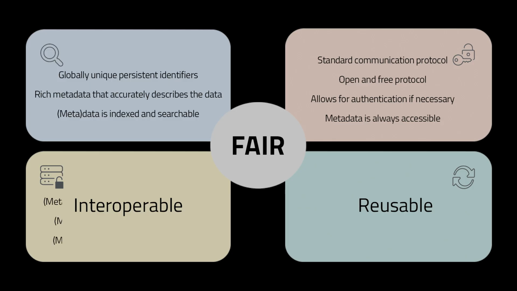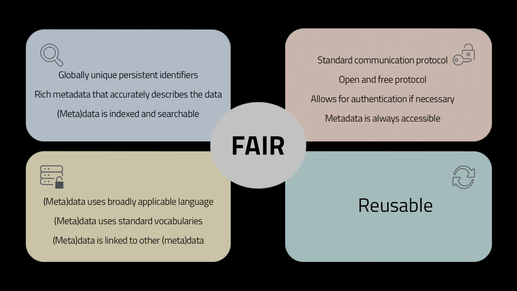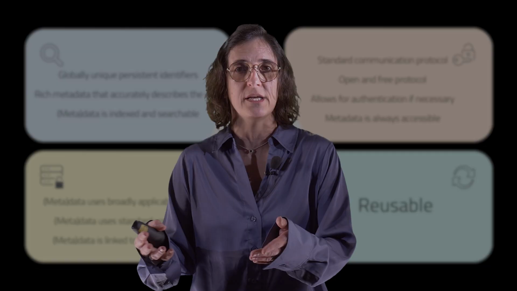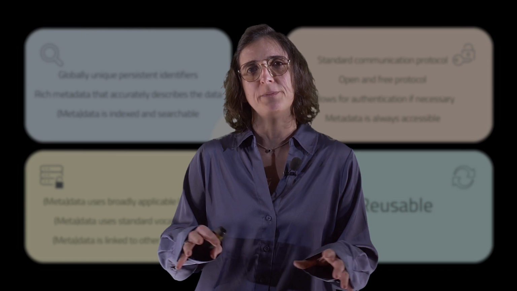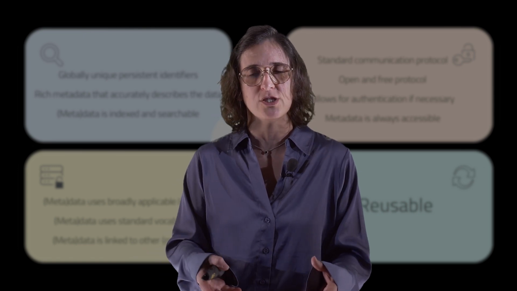Interoperability means that machines can interpret your data. So you need to use broadly applicable language that is interpreted by all. You need to use standard vocabularies. For example, if you are referring to a country, you need to use a country name that is within a list that is accepted by the overall community. And also, data and metadata should be linked to other information that is available.